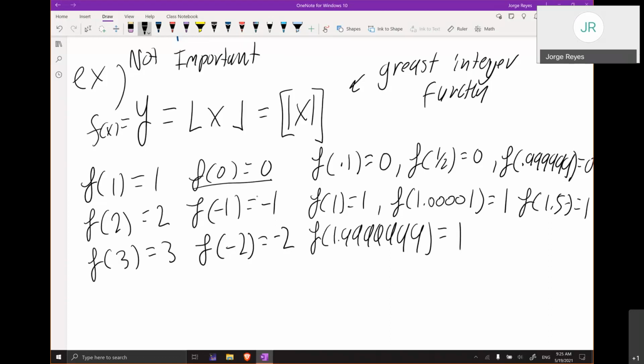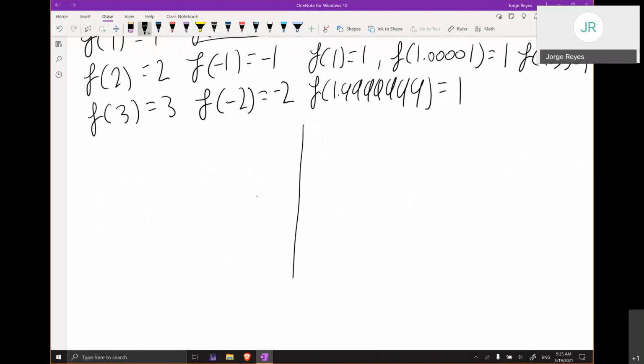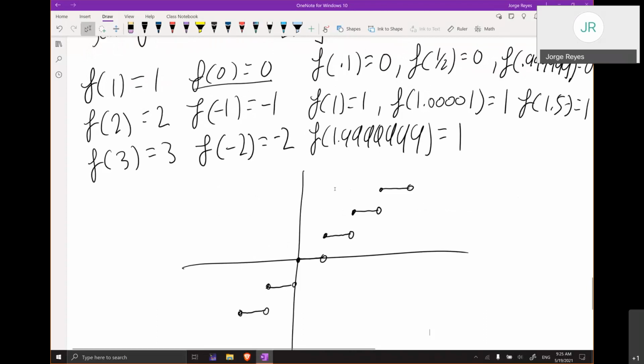And it has this very funny looking graph that some of you might be getting some PTSD to high school. It is closed circle, open circle, closed circle, open circle, closed circle, open circle, and it looks like this step function. It's these steps. So this is what the greatest integer function looks like.